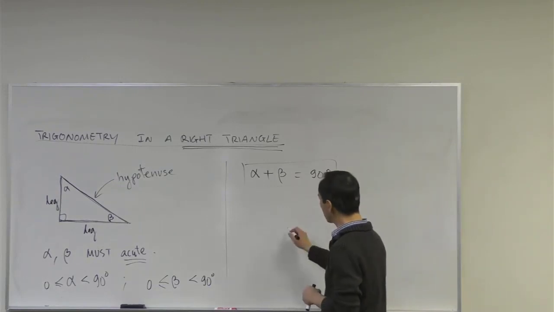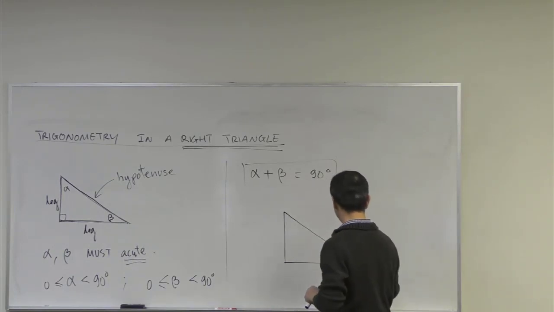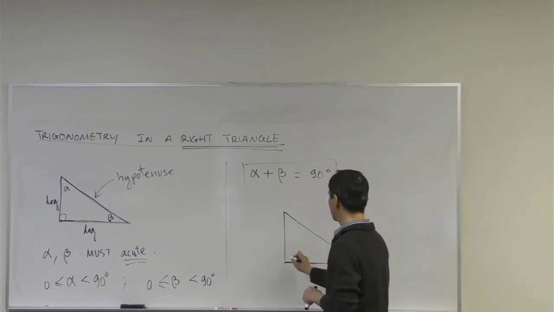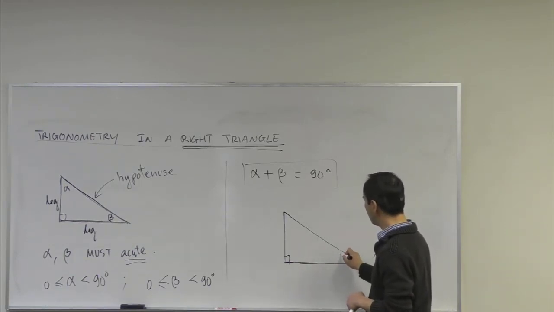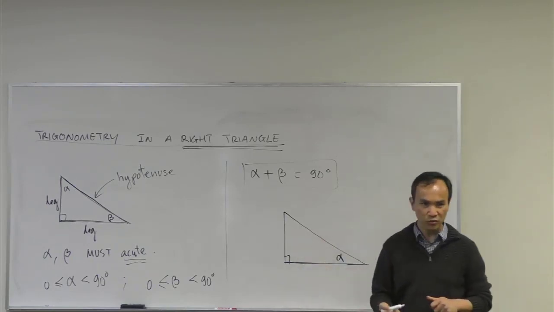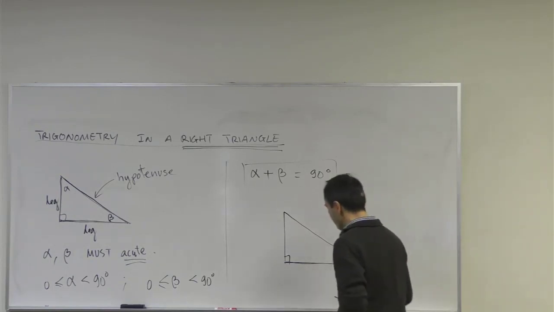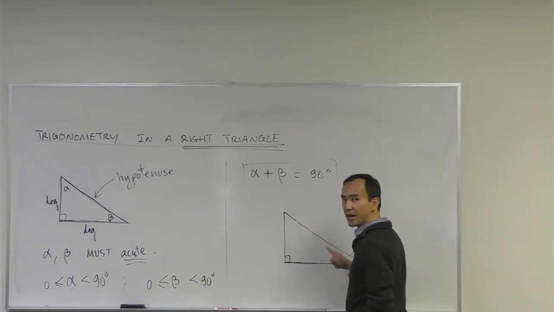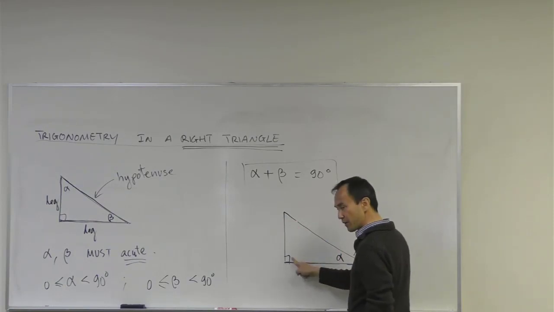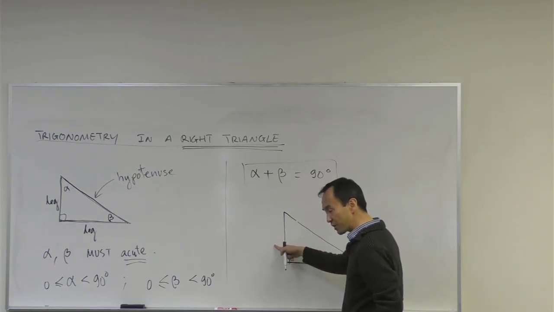Let me now draw a new triangle. Okay, we've got a right triangle, so we have a right angle right here. Let's look at this angle right here that I call alpha. Alpha or beta, whatever you want to name it. I named it alpha up here on my board, but you can have a different name. The point here is we're focusing on one of the two acute angles. With this acute angle right here, there's always a side, the opposite.